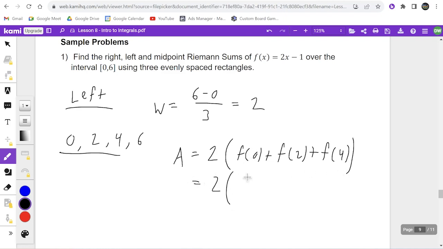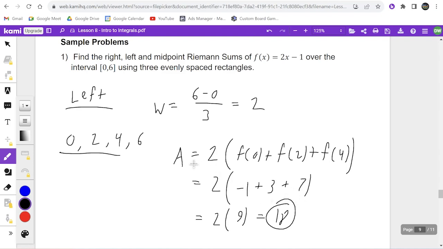And so that's going to be f of 0 is -1. When I plug in 2 there, I'm going to get 3, so plus 3. And then when I plug in 4, I'm going to get 2 times 4 is 8, minus 1, 7. So it looks like I get 2 times 2 plus 7, 9. Looks like my left Riemann sum is 18. Any questions there?